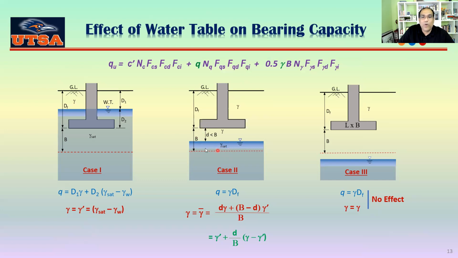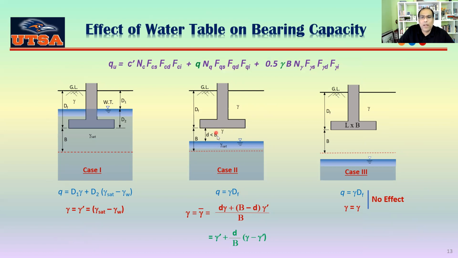Okay, so actually your water table you can see in between here and here. So in that situation, what would be your Q at this point? You can see since the water table is below that point here, so your Q would be just gamma DF. Okay, doesn't have any impact there.